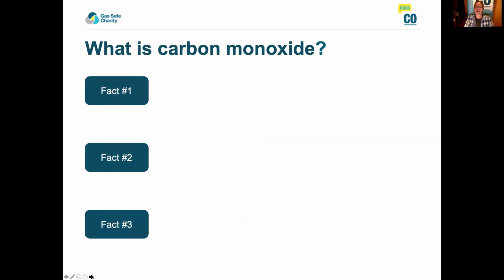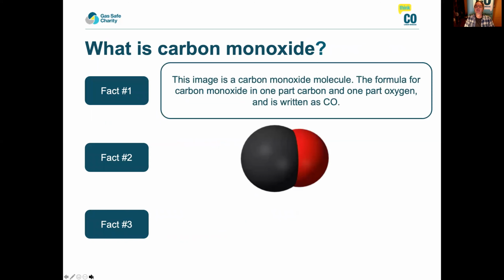What is carbon monoxide? This is an image of a carbon monoxide molecule. The formula for carbon monoxide is 1 part carbon and 1 part oxygen, and is written as CO. We do remind people of this because it's very easy to think in terms of CO2. Many people just talk about CO2 detectors, for example. The reason for that is we were exposed to, by the media, people talking about CO2 or carbon dioxide all the time, and that's the gas that's linked to global warming.